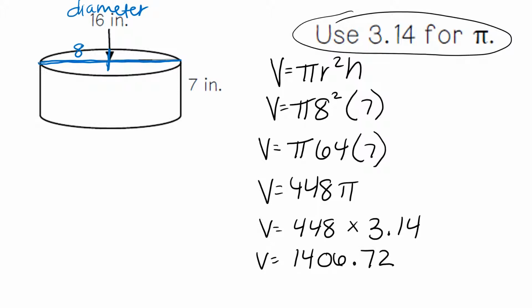1,406.72. We look at that second decimal place and decide if we round up or down. 5 and higher, we round up. 4 and less, we round down. We have a 2, so that's going to be 4 or less. We're going to round down. Our final answer is 1,406.7.